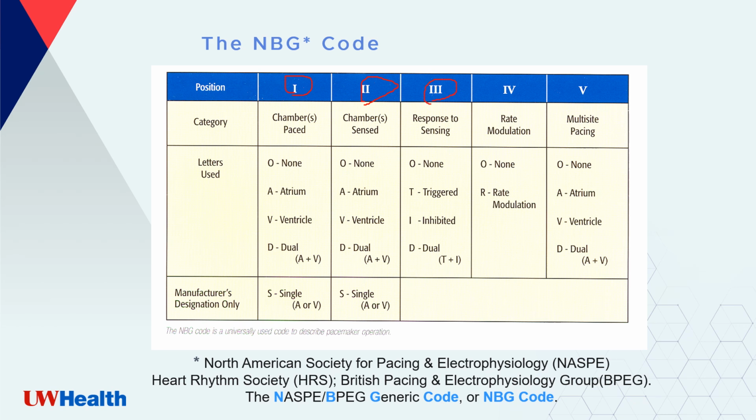The third category is response to sensing, and the response to sensing is that the inhibited allows the pacer to withhold that output in a sensed event. Rate modulation basically provides the patient with the ability to vary heart rates between the programmed lower rates and the upper sensed rates. Multi-site pacing is rarely used, so we won't talk about that one. As a reminder, holding a magnet over a pacer will turn off the sensing mechanism, and the pacer will pace asynchronously, meaning it'll continuously pace at a set rate.